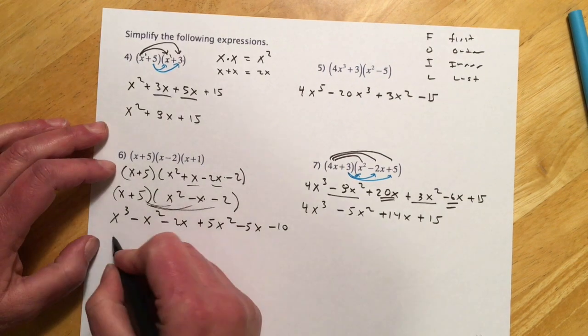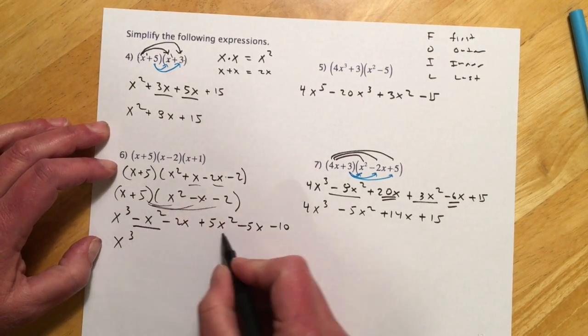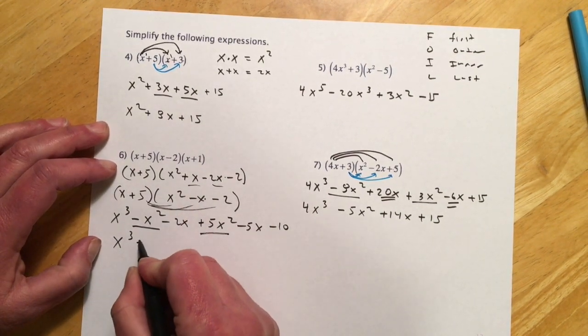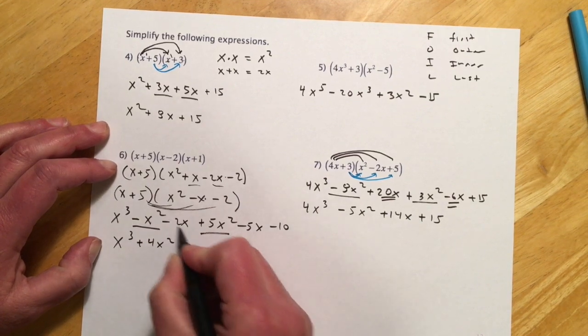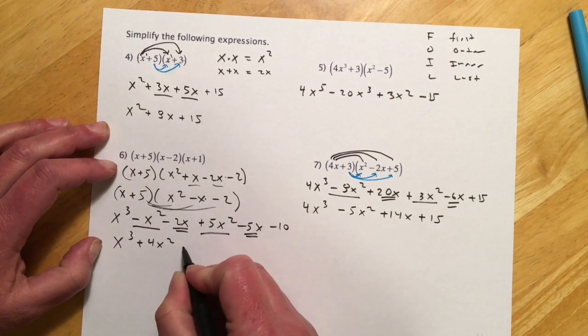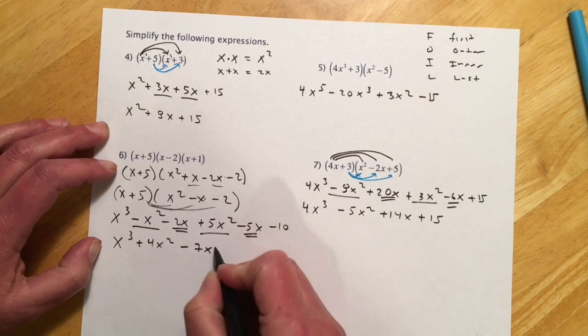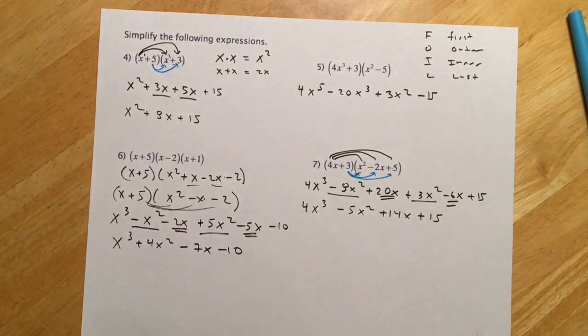And collect some terms. So we got x cubed right there, down x squared, up 5x squared, so that's going to be plus 4x squared, minus 2 minus 5, so that is minus 7x, and a minus 10.